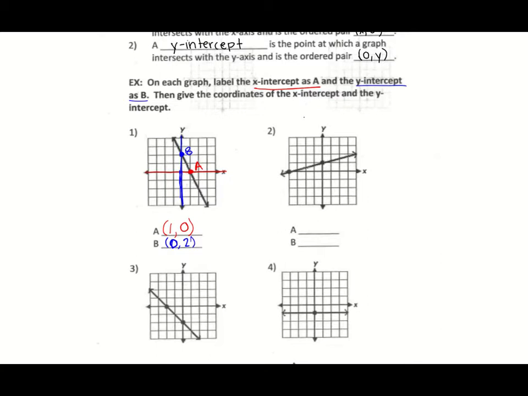Okay, so looking at number 2, where it crosses the x-axis, we see it touches our x-axis right here. So that means we're counting over 1, 2, 3, 4. Got a negative 4 for x, and our y is 0. It's an x-intercept. And then here, our line touches the y-axis right here, so this is our B. We are going up 1, so that means our x is 0, our y is 1.